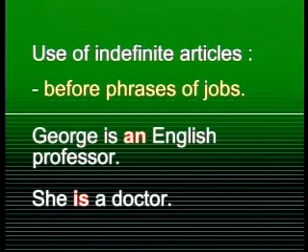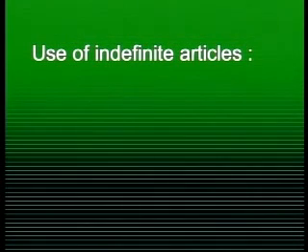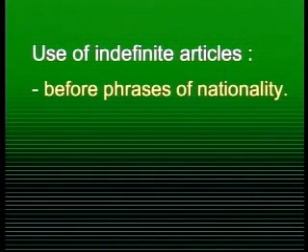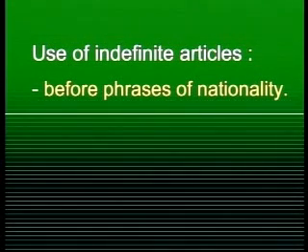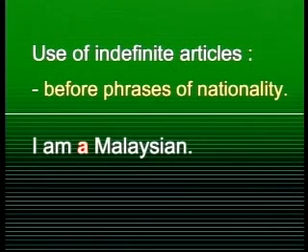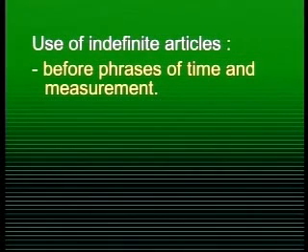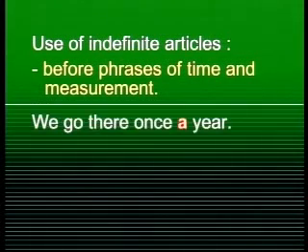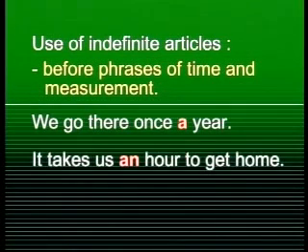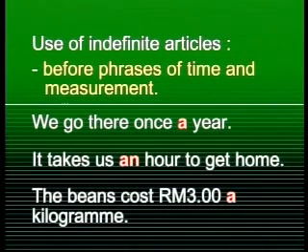She is a doctor. When we want to indicate the nationality of a person, we use a or an before the noun. For example, I am Malaysian. Yati is an Indonesian. We also use indefinite articles a and an before phrases of time and measurement. For example, we go there once a year. It takes us an hour to get home. The beans cost 3 ringgit a kilogram.